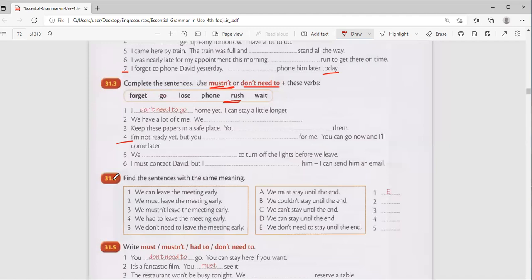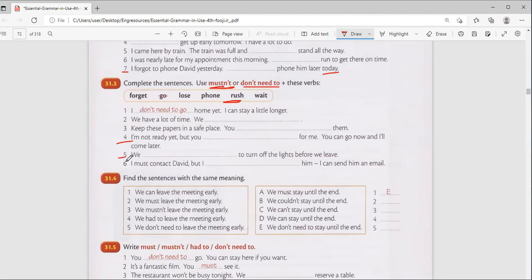Hamid. We must wait for the turn of the light. Number 5. Yes, 5. We don't need to forget to turn off the light before we leave.